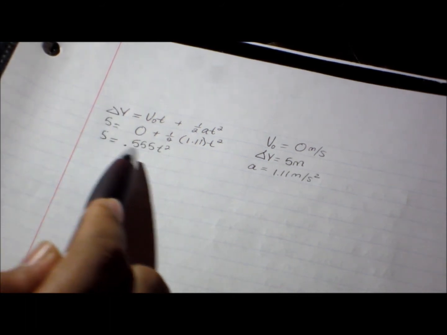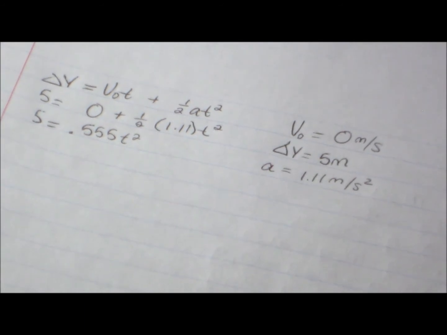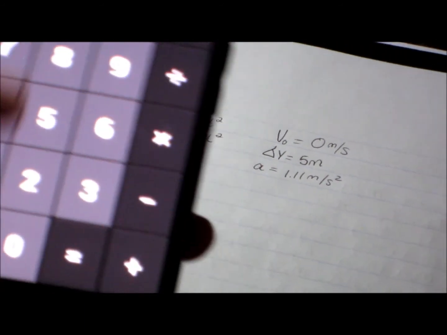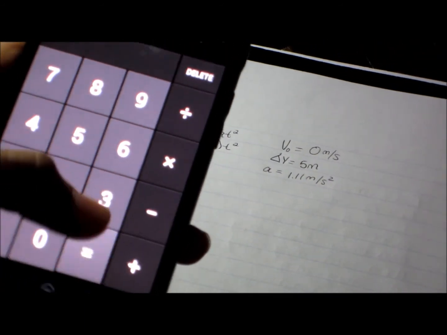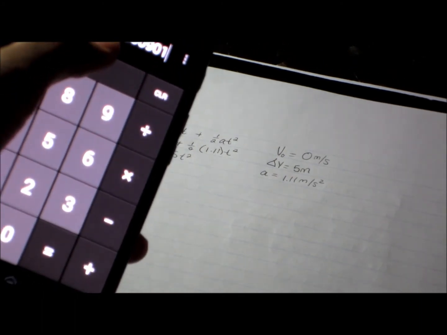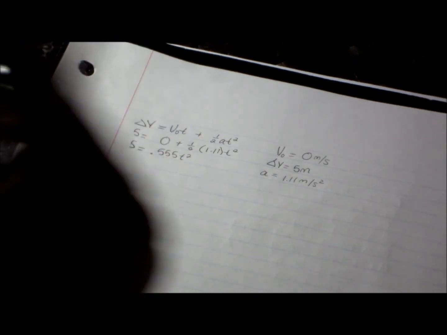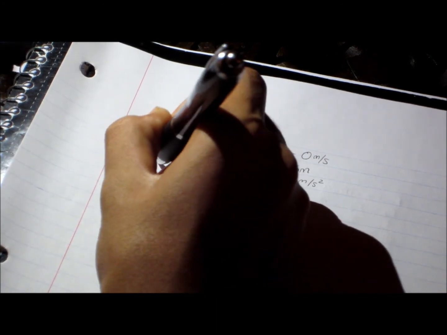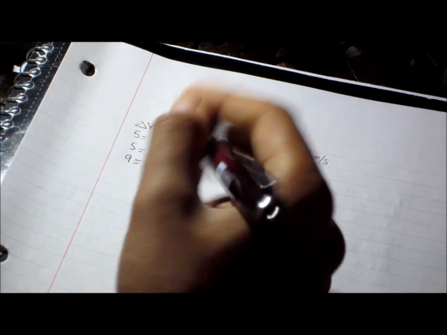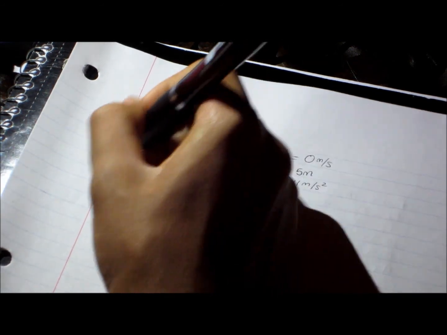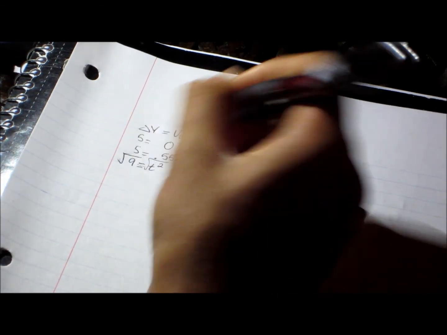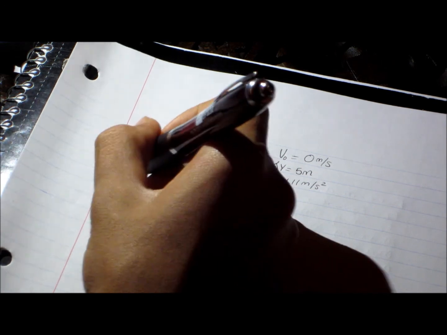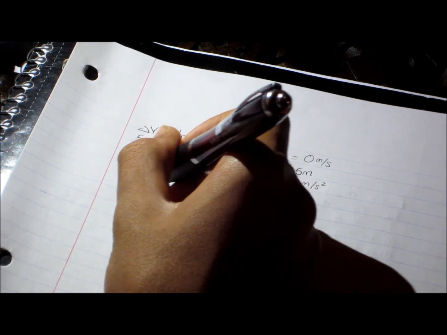Now you can divide both sides by 0.555, and I'm going to do that here. I'm going to divide 5 by 0.555, and the number you get, we'll just leave it approximately equal to 9. So then you get 9 is equal to t squared. Now you just find the square root of both sides, and the square root of 9 is equal to 3, so you know t is equal to 3 seconds.